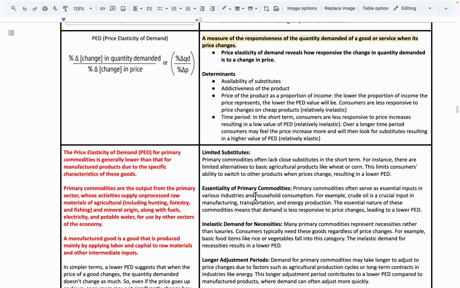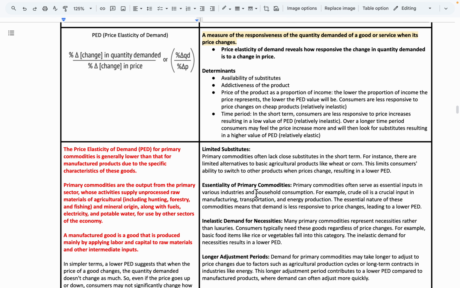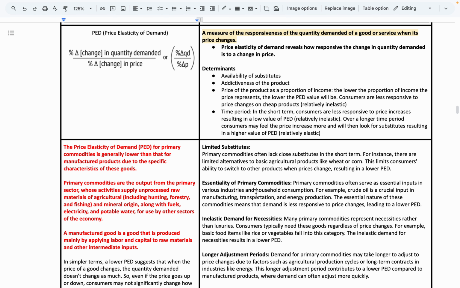Now let's look at elasticities. Elasticities is the type of topic that I took so long to understand because it's so complicated, but here you go.